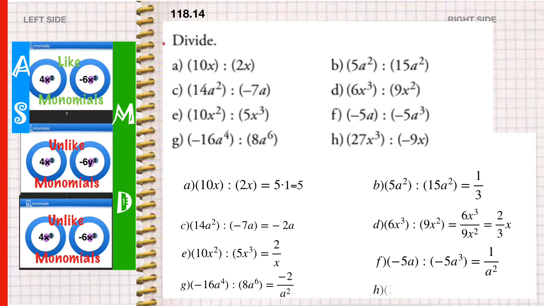H. 27x cubed divided by negative 9x equals 27 divided by 9 is negative 3, and x cubed divided by x is x squared. Remember, when you divide exponents that have the same base, subtract the exponents and keep the same base.